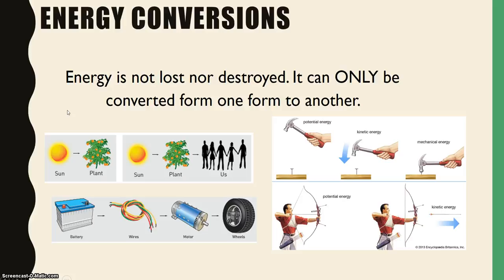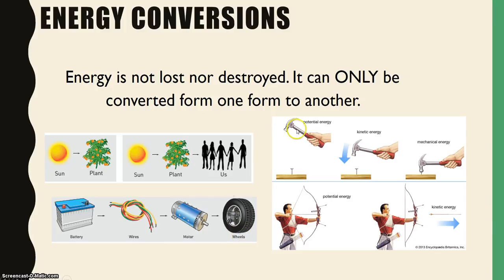It's important to know that one of the key laws in this topic of energy is that energy cannot be lost or destroyed. It can only be converted from one object to another. So it's impossible to create energy or destroy it. You can only transfer it or transform it from one type of energy to another. For example, you have a battery over here. The chemical energy in the battery will go to electrical energy in the wires, which will then go to a motor, which will then go to the wheels. So you have chemical energy, which at the end becomes kinetic energy, or movement, or spinning of the wheels.